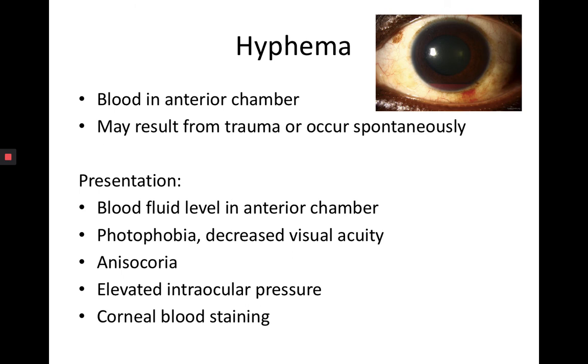These patients will often describe photophobia and decreased visual acuity, and they may have anisocoria. They may have elevated intraocular pressure, and the cornea may actually be stained by blood if the hyphema has been there for a little while. It's important to look for injury to adjacent structures, such as evidence of an open globe, corneal abrasions, traumatic iritis, or lens dislocation or subluxation.